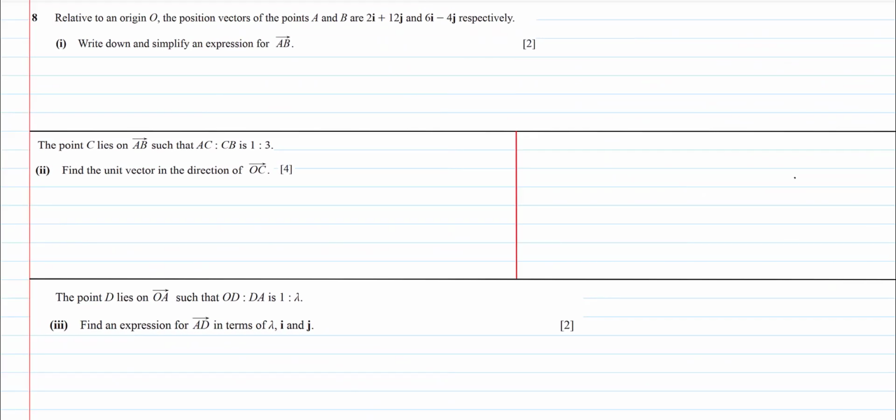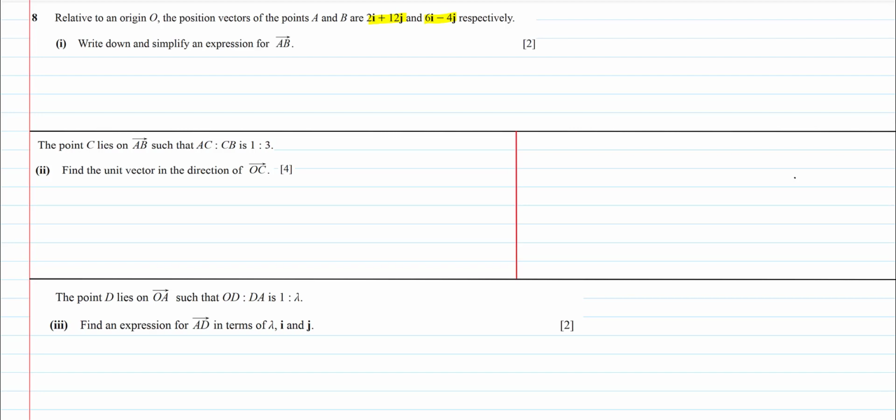Question 8, part 1. Relative to an origin, the position vectors of the points A and B are 2i plus 12j and 6i minus 4j respectively. We have to write down and simplify an expression for the vector AB.